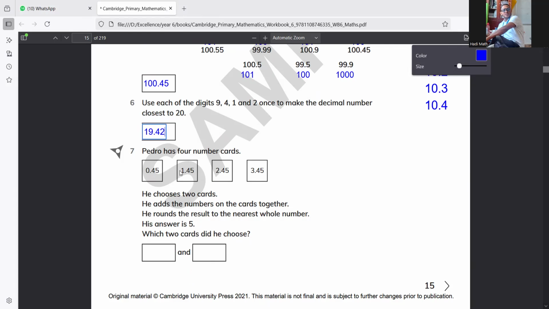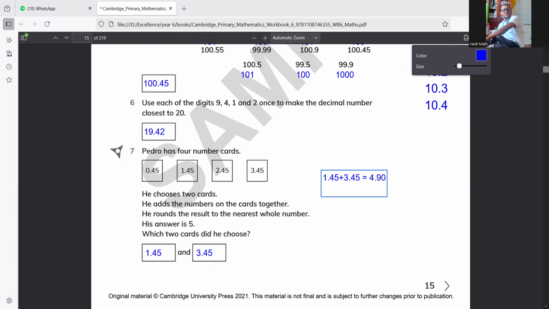If you look at them, 0 plus 1 will give you 1. That doesn't work. 1 plus 2 is going to give you 3 point something. Doesn't work. And then 1 plus 3 is going to give you 4 point something, yes. So the 2 answers will be 1.45 and 3.45, because 1.45 plus 3.45, if you add them, gives you 4.9, or you could say 4.90. And this one rounds to 5.